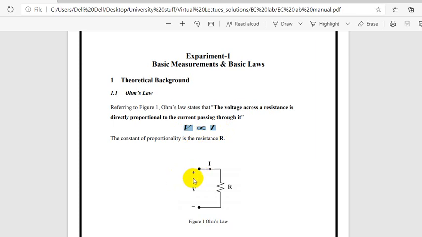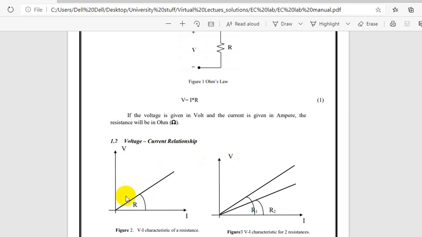In this circuit, suppose it is V here and I. When you increase the voltage, the current in the circuit will increase. So this is Ohm's law, the voltage-current relationship. If you increase V, the current will also increase. It is a linear type.